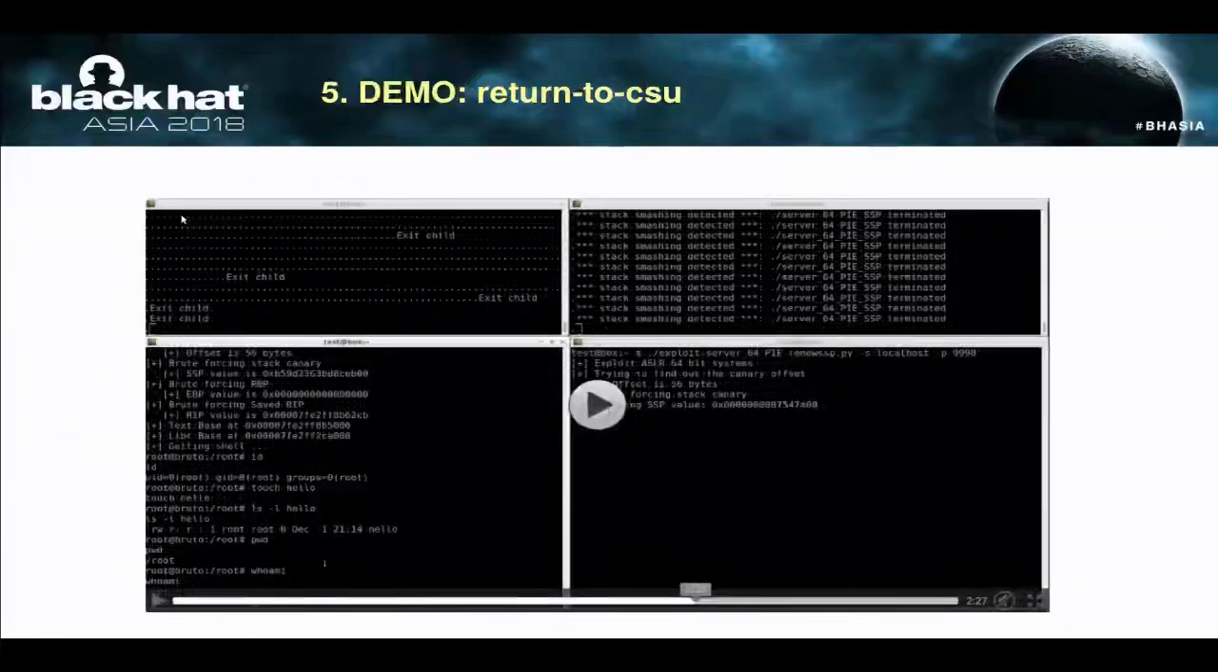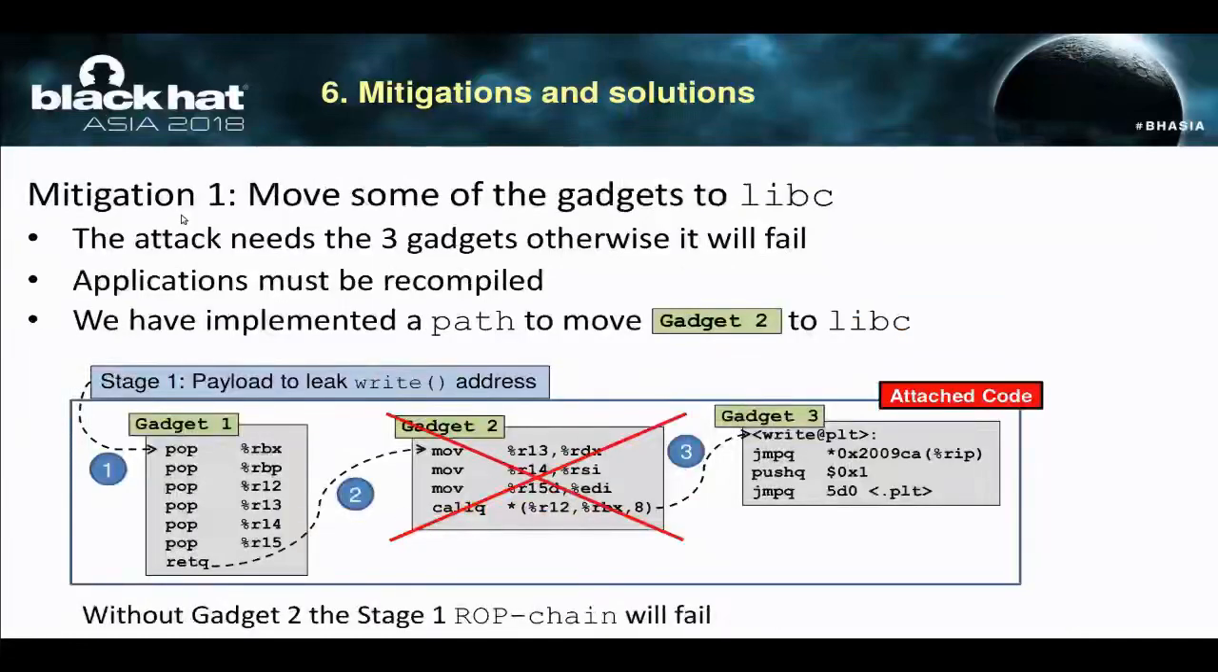Okay, quickly about mitigations. Mitigation one: let's move some of these gadgets to the libc, to the library. Basically, we move some of this code that is attached to the executable to the libc. Then we are removing gadget number 2 from our first chain of gadgets, the stage number 1.